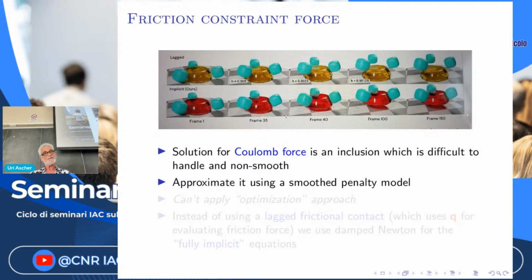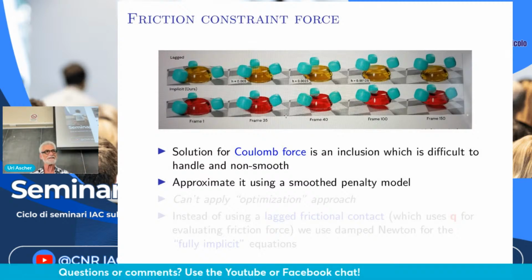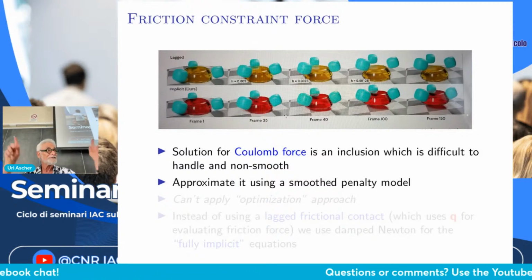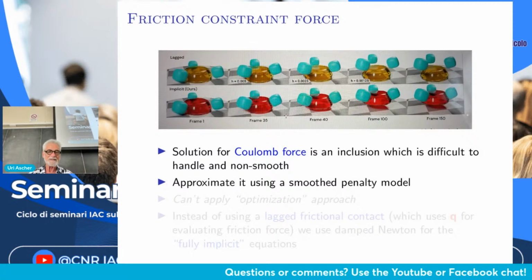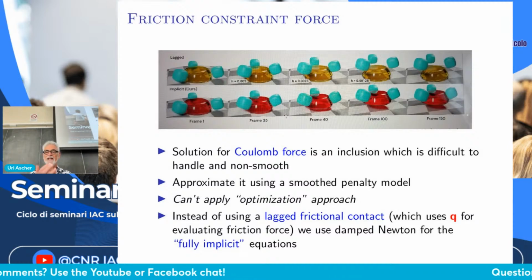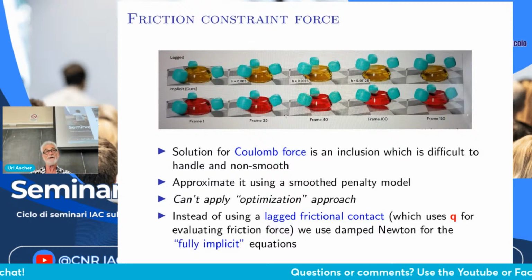So this Coulomb force, you have to be careful with how you approximate it. The full Coulomb force is an inclusion. Nobody dares to do inclusions in practice. It's too much. But the penalty function solves that, optimizes that. But the point is, you cannot apply that optimization approach without a lagged friction contact. You see? So the question is, do we get away with it or not?